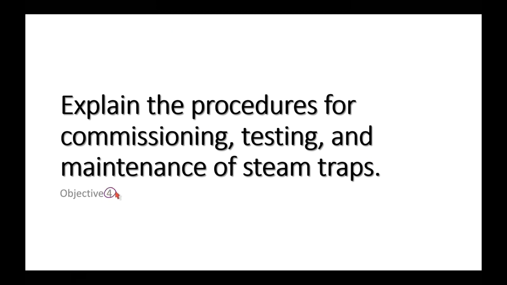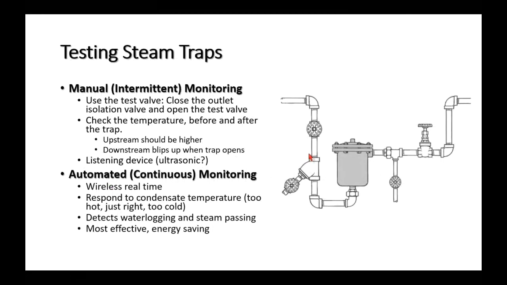So the next objective, number 4, is about procedures for commissioning, testing, and maintenance of steam traps. Okay. So testing of steam traps. Now this is not in your PG. This one right here, this automated continuous monitoring. But you know, welcome to the 2020s, right? So this is what's going on right now, and this is really, really cool.